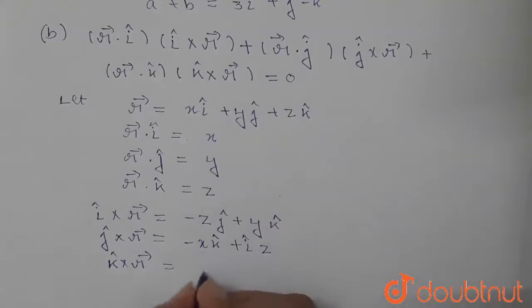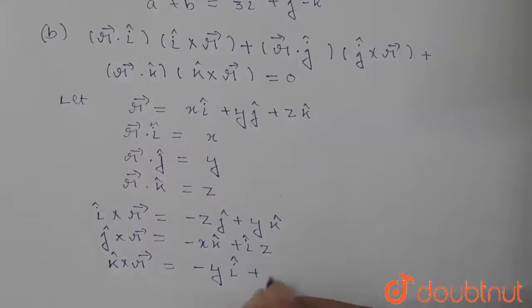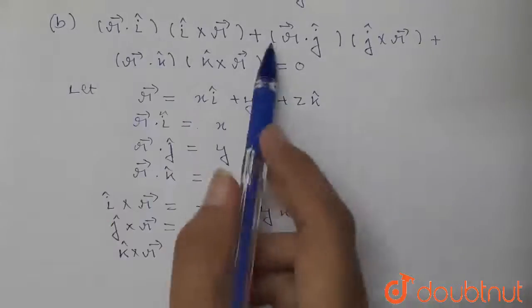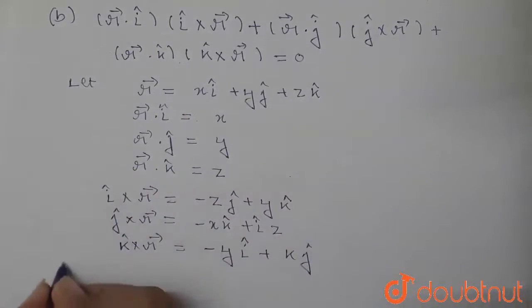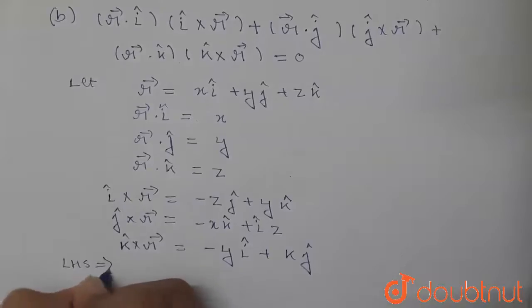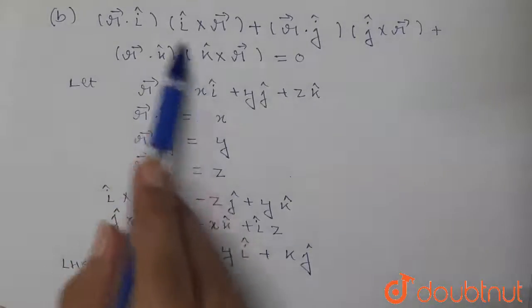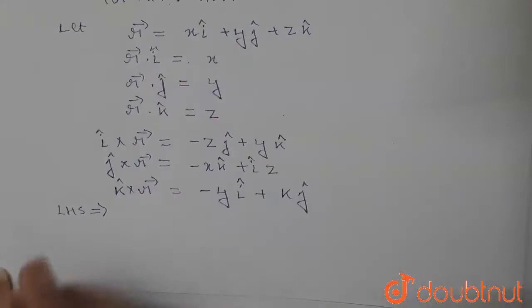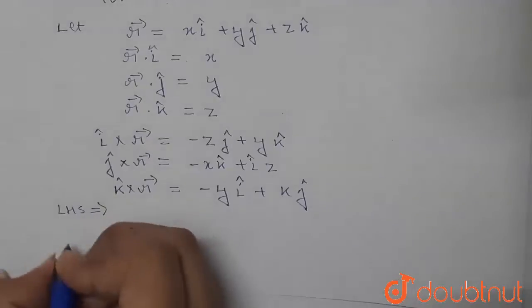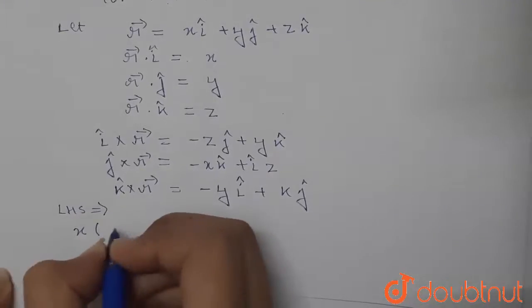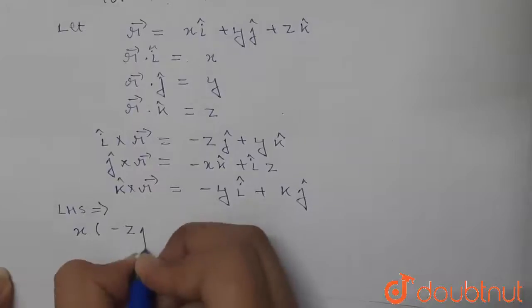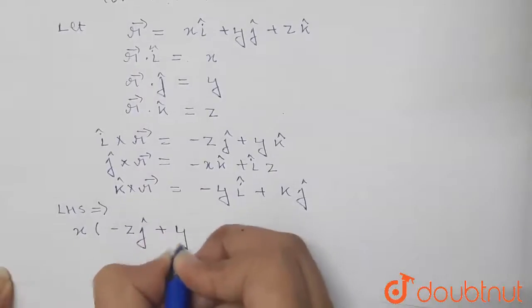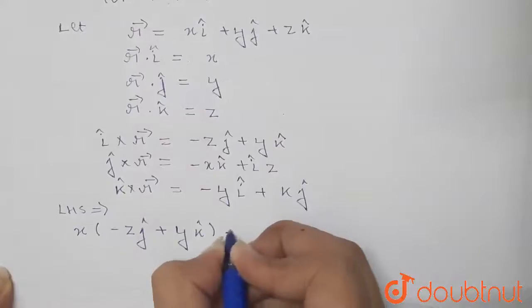This will give us minus y i cap plus k into j cap. Now we are going to take the left hand side of this. In the left hand side we are going to put all these values of r dot i, i cross r, and see if it is coming equal to 0 or not. On putting the values, first we had r dot i, that means x, into i cross r, that means z j cap plus y k cap, plus r dot j.